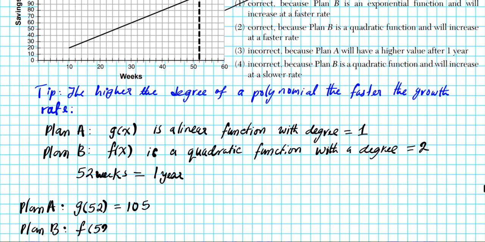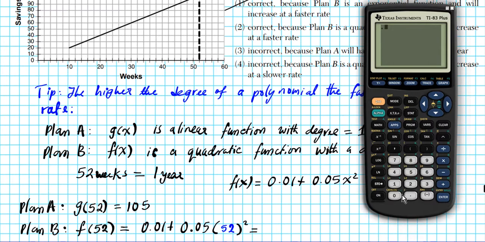For plan B, we have f of 52, but we know what f of x is, right? F of x is 0.01 plus 0.05x squared. So we're going to input 52 for x. We have 0.01 plus 0.05 times 52 raised to the second power. Let's enter that into our calculators: 0.01 plus 0.05 times 52 raised to the second power. Enter. We get 135.21. So which one has a higher amount?